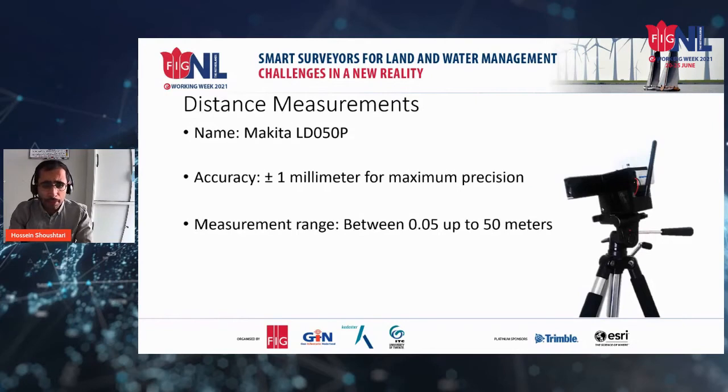For distance measurement, it was more straightforward. We used a disto connected to a smartphone. Once the user presses the measurement button, the disto starts to work and sends the measured value back to the application via an SMS protocol. It was a Makita disto with an accuracy of 1 millimeter in a range of up to 50 meters.